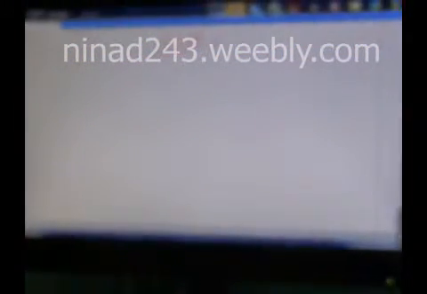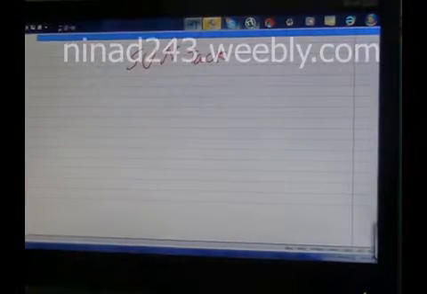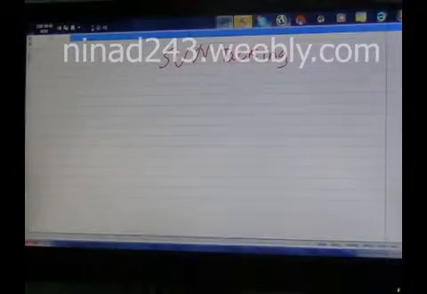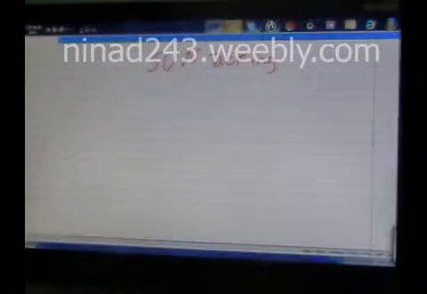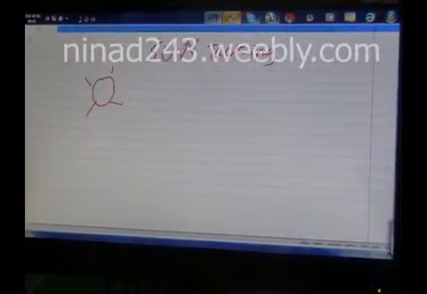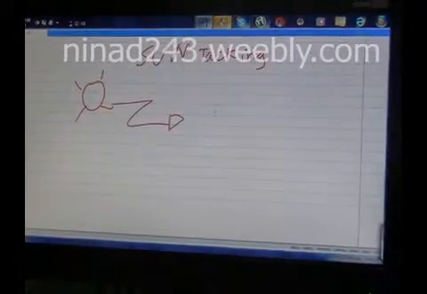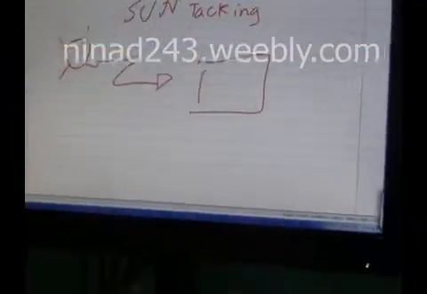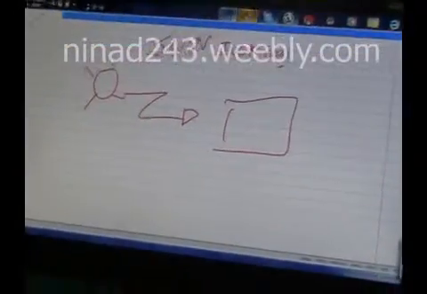Next project is a sun tracking system. So a sun tracking system basically, as the name suggests, you have the sun, which is a source of light. We have a photovoltaic cell. So nowadays non-renewable energy sources are very important.